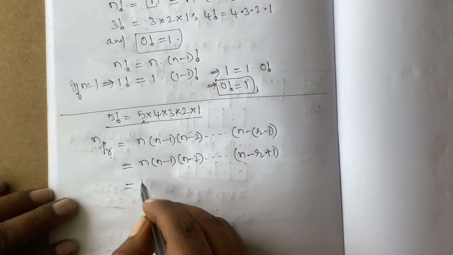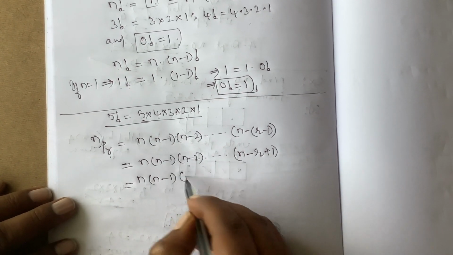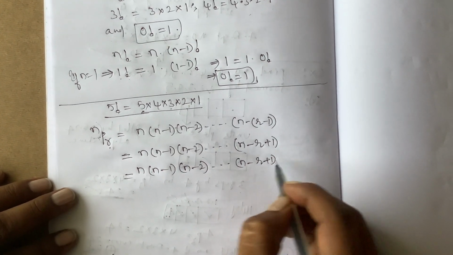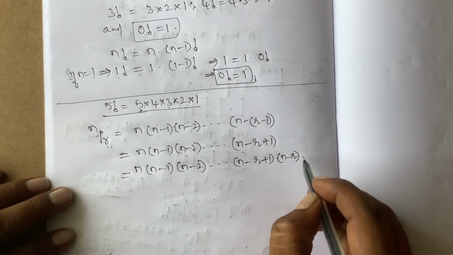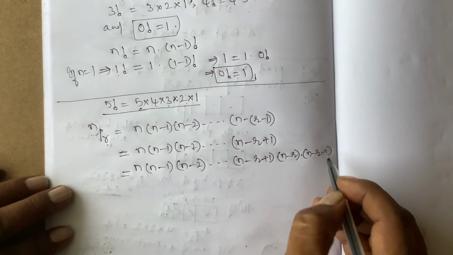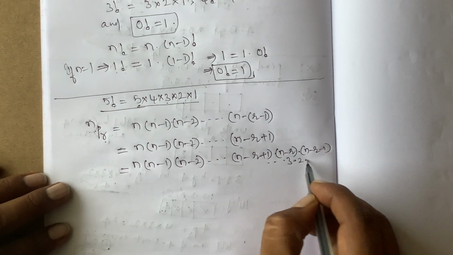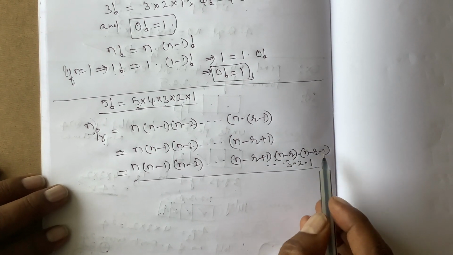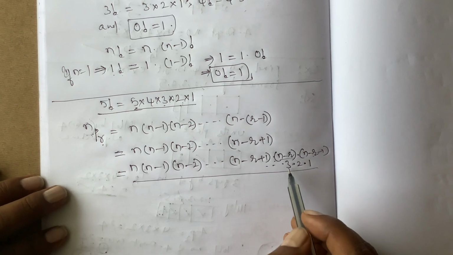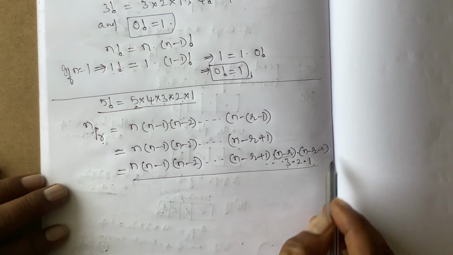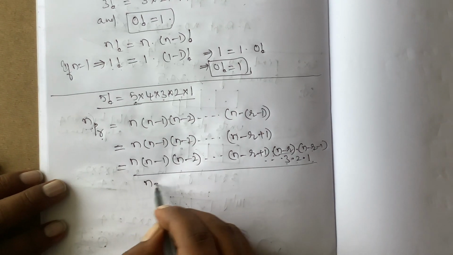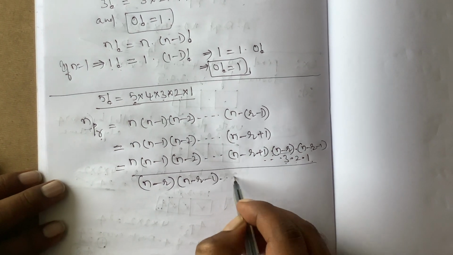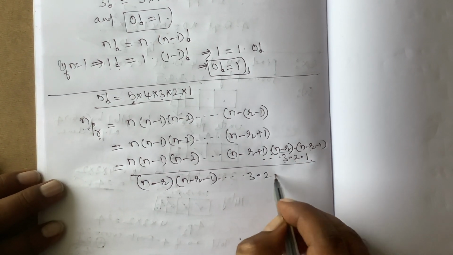Now this equals n into (n minus 1) into (n minus 2) into up to so on (n minus r plus 1) into (n minus r) into (n minus r minus 1) and so on, 3 into 2 into 1. I am multiplying the numerator with (n minus r) into (n minus r minus 1), reducing by 1 each time, down to 3 into 2 into 1. What I multiplied in the numerator, I am also writing in the denominator: (n minus r) into (n minus r minus 1), and so on, down to 3 into 2 into 1.